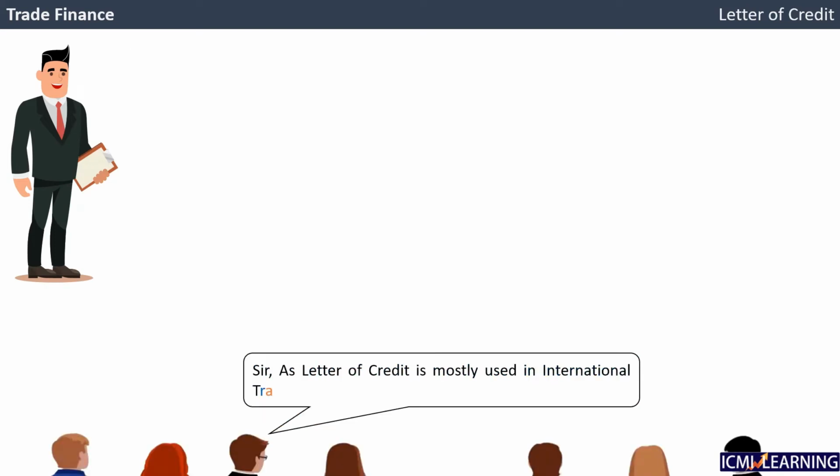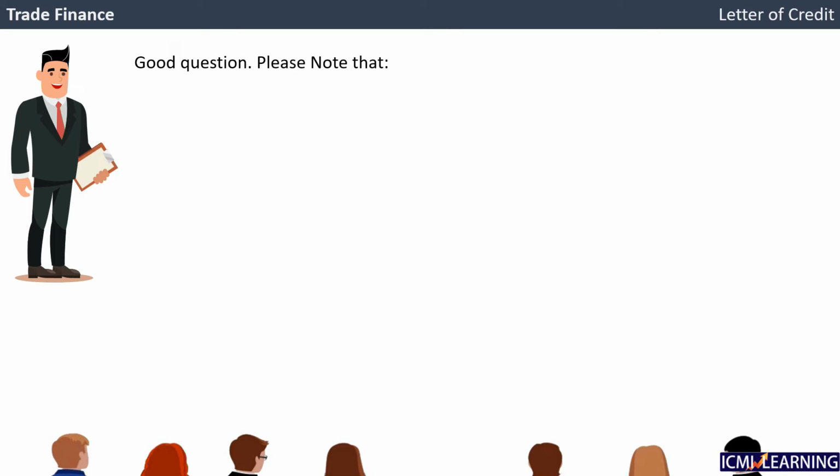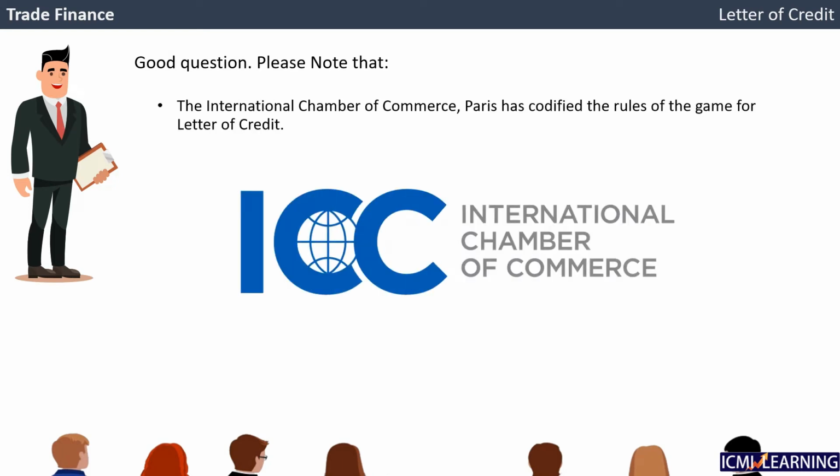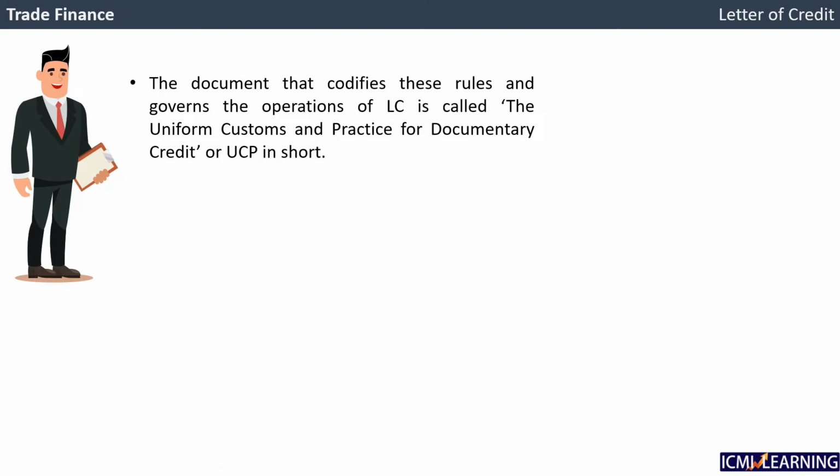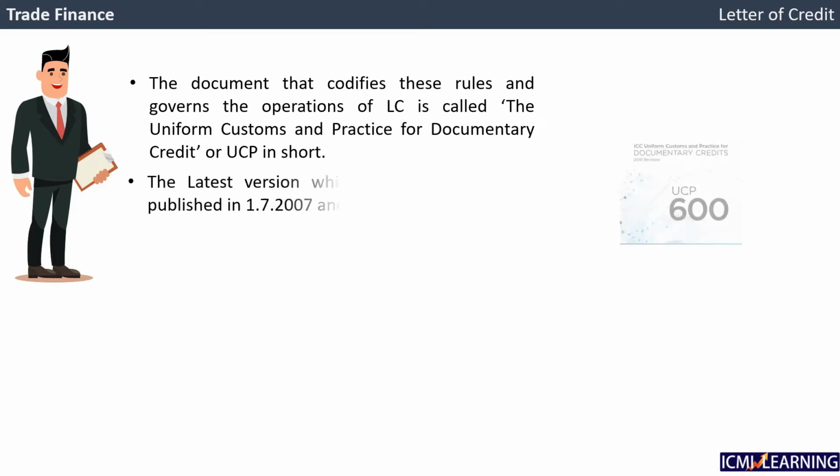Sir, as letter of credit is mostly used in international trade, are there any international rules governing it? Good question. Please note that the International Chamber of Commerce Paris has codified the rules of the game for letter of credit. The document that codifies these rules and governs the operations of LC is called the Uniform Customs and Practice for Documentary Credit, or UCP in short.